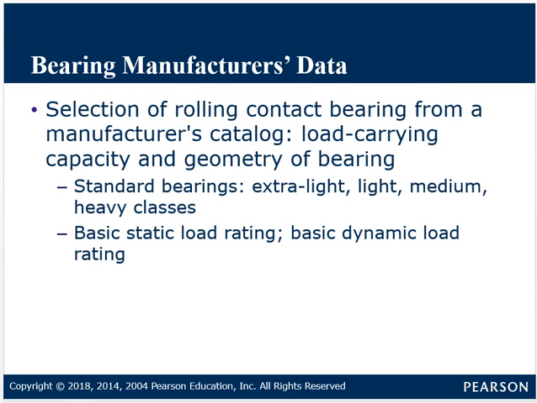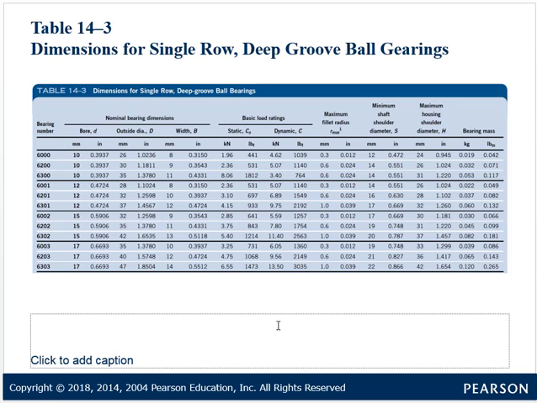Those examples also get into talking about what bearing manufacturing data is. The manufacturers will all publish data that talks about what the life of their bearings are based on the loads. Typically within any one given size of a bearing, a manufacturer will have at least three classes: an extra light, a medium, or a heavy class. Each one of those comes with a different load rating. Those are shown in Table 14.3, and we're going to discuss this table a little bit more when we get into the examples.